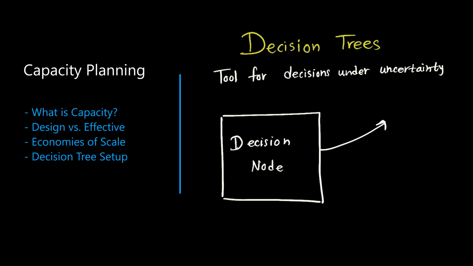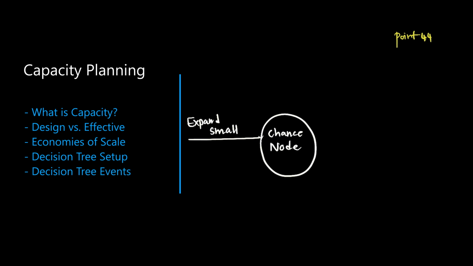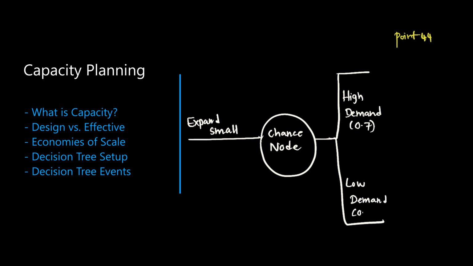Let's walk through an example from the slides very carefully. A restaurant owner needs to expand. She can expand small now or expand large now. The decision is represented by a square node. If she expands small, there are two possible chance events, represented by a circular node: high demand with a 70% probability or low demand with a 30% probability. If demand is low, the payoff is $80,000.